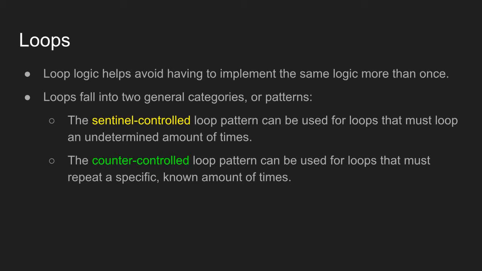The second type of pattern is the counter-controlled loop pattern, which we can use when we know exactly how many times we need to loop. So if we have to do some piece of work 12 times or 100 times, or if the user enters a value and we need to do work that many times. When you know how many times you need to do the loop, a counter-controlled loop pattern will work for setting up the loop.